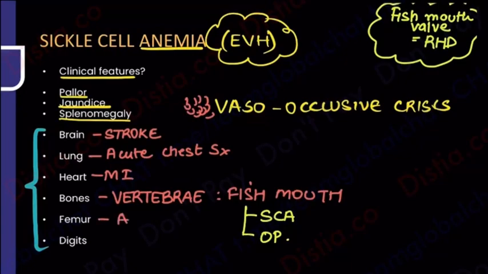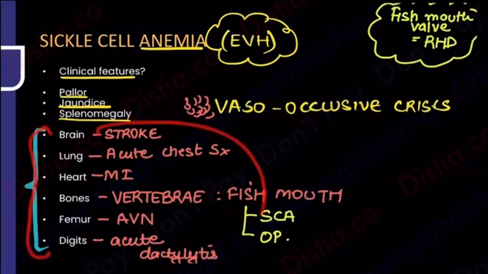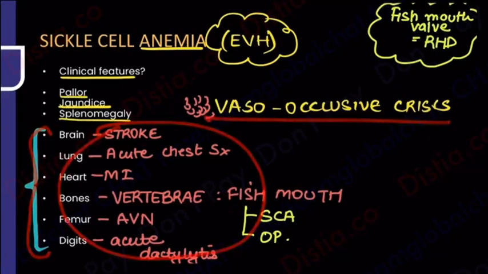When it goes into the femur, there is going to be avascular necrosis. Avascular necrosis at the neck of the femur is very common in orthopedics. In the digits, very, very thin blood vessels are going to be there, so there is going to be acute dactylitis when this gets lodged in the fingers. So basically wherever it's getting lodged, it's creating a problem. That is a vaso-occlusive crisis.